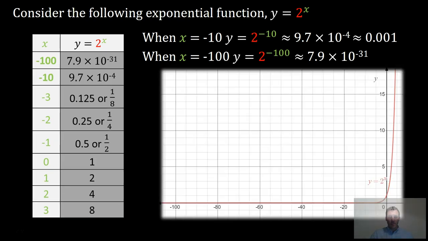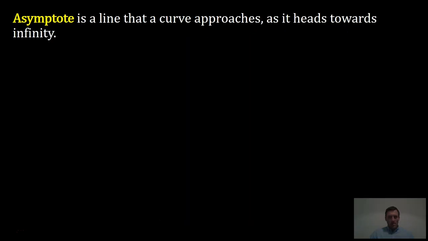If we graph these values, we observe that as x becomes large and negative, the graph of y equals 2 to the power of x approaches the x-axis from above. However, it never touches the x-axis, since 2 to the power of x becomes very small, but never 0. An asymptote is a line that a curve approaches as it heads towards positive or negative infinity.